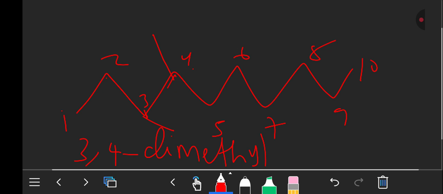What is the parent name? The parent name is decane. So it will be 3,4 dimethyldecane. So that is how you name this.